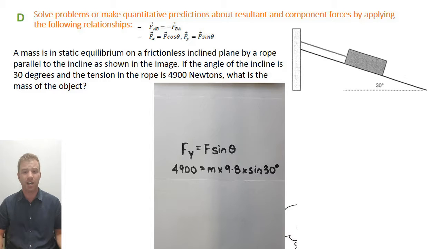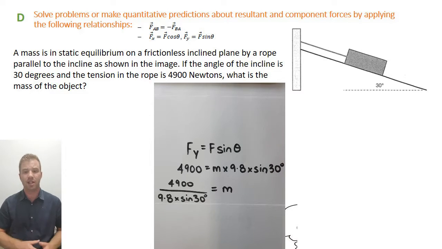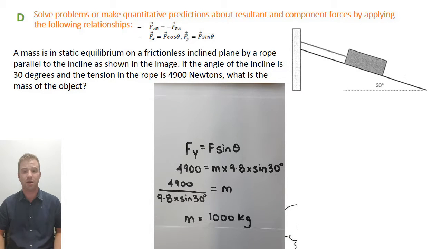Now we know Fy is 4,900, and you don't know mass, but you know gravity, and you know sine 30. So you move gravity and sine 30 to the left hand side, so you divide 4,900 by 9.8 times sine 30, and you'll get your mass as 1,000 kilograms. Okay, so it's pretty straightforward. Just remember you can substitute F equals ma where F is.